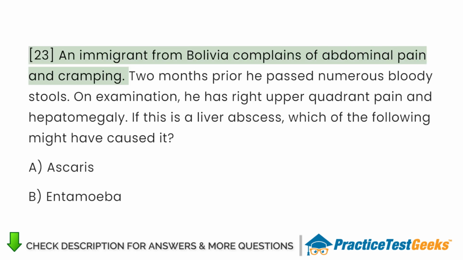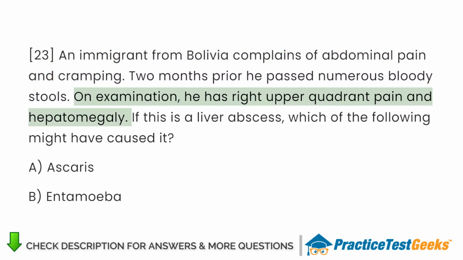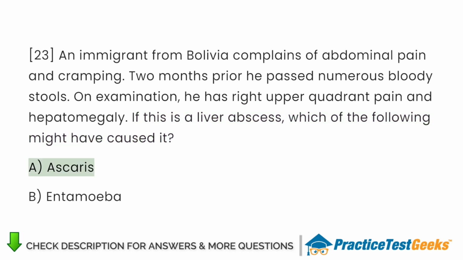An immigrant from Bolivia complains of abdominal pain and cramping. Two months prior he passed numerous bloody stools. On examination, he has right upper quadrant pain and hepatomegaly. If this is a liver abscess, which of the following might have caused it? A. Ascaris. B. Entamoeba.